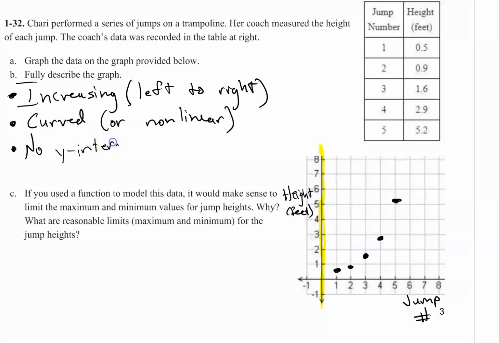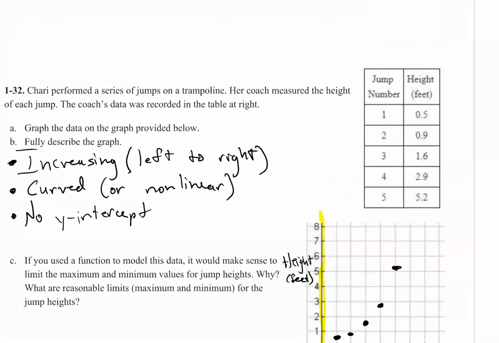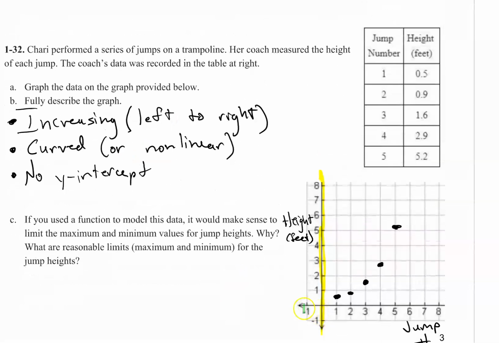We're going to do the same thing on the x-axis. So if you look on the x-axis, there's no point on the x-axis. There's no black dot there. So what we can say is there's no y-intercept, no x-intercept.